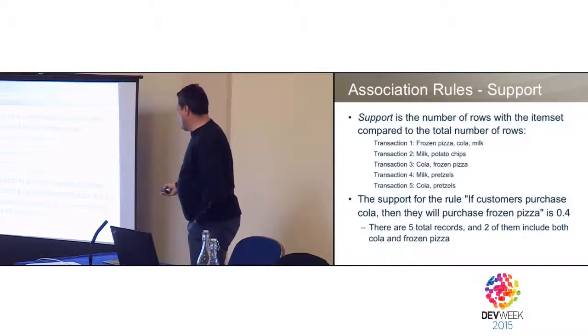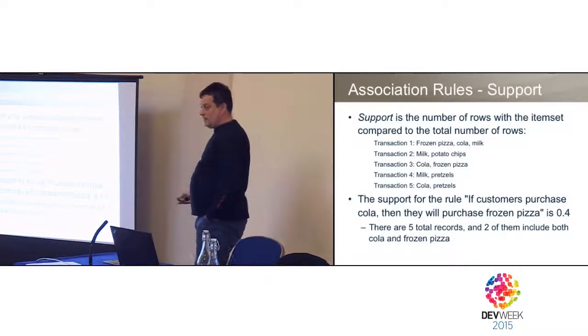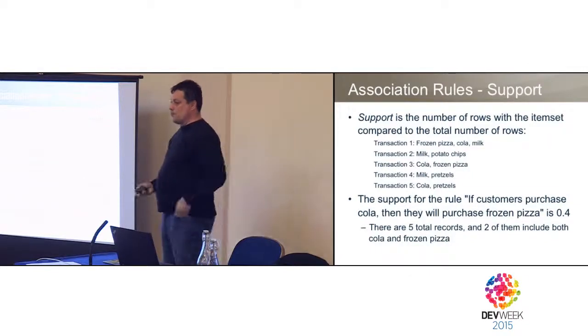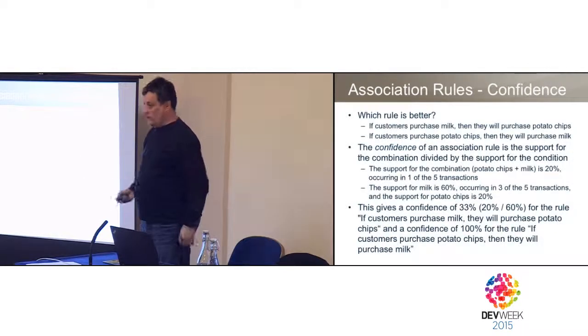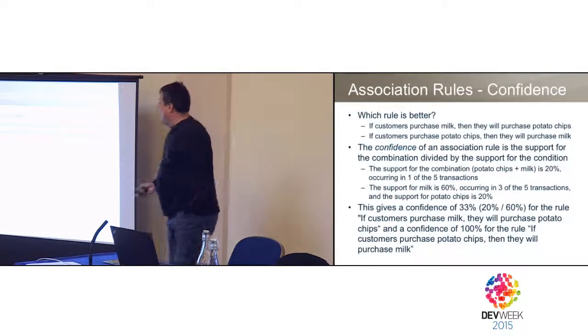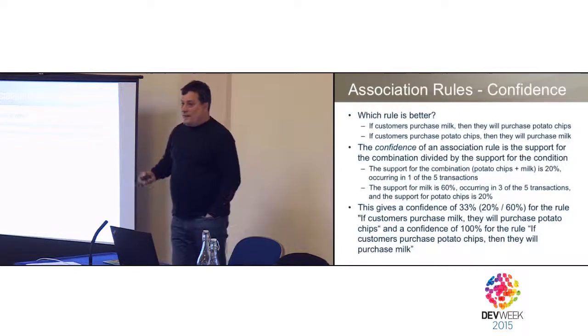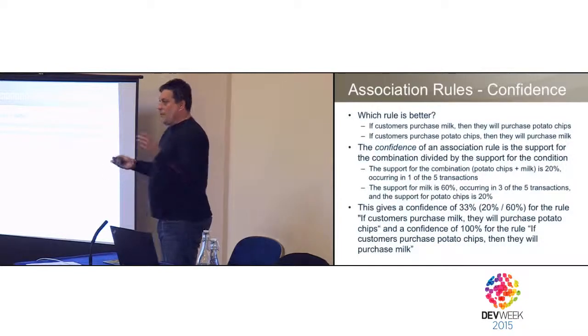So support for the rule cola and frozen pizza is 0.4. It's 2 out of 5 transactions. Support gives me the absolute evaluation of the rule, right? Now, what about direction? We have combination cola and frozen pizza, but is direction important? So I can express this statement in two ways. If customers purchase milk, they will purchase potato chips, or if customers purchase potato chips, they will purchase milk.